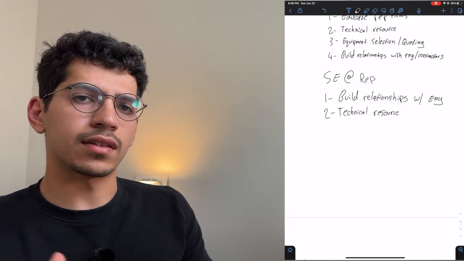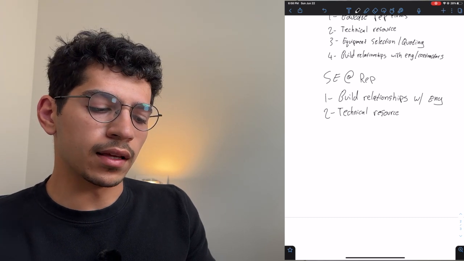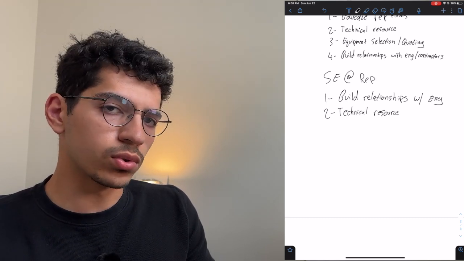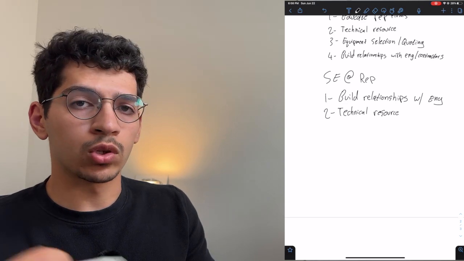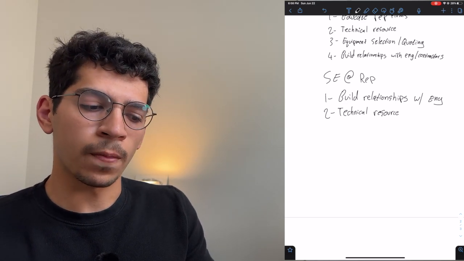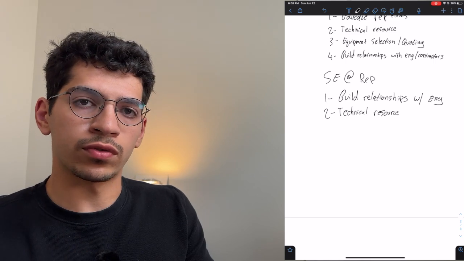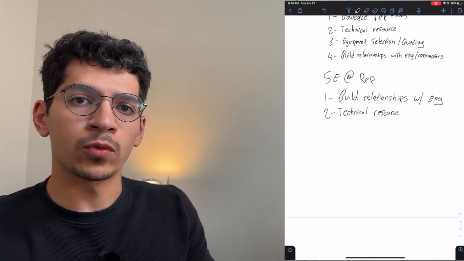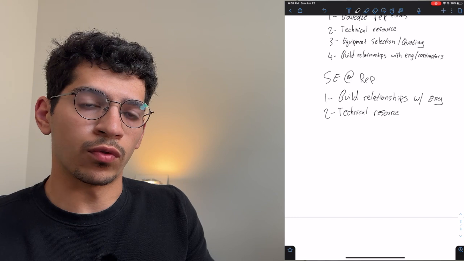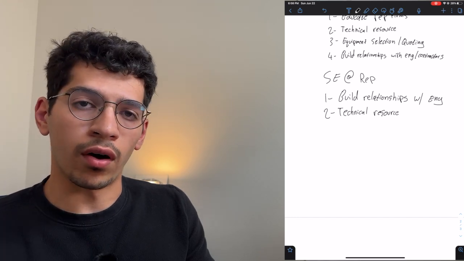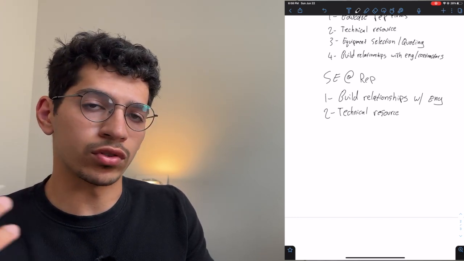So the second thing that sales engineers can do is they're a technical resource, and not only to the engineers but also internally. So you can be a technical resource for the contractor salespeople. You can be a technical resource for other offices across the country who have a certain question.